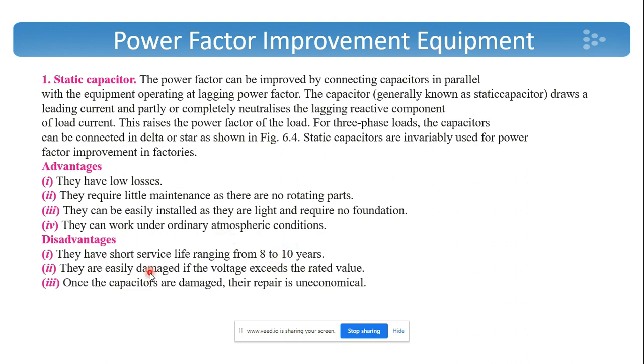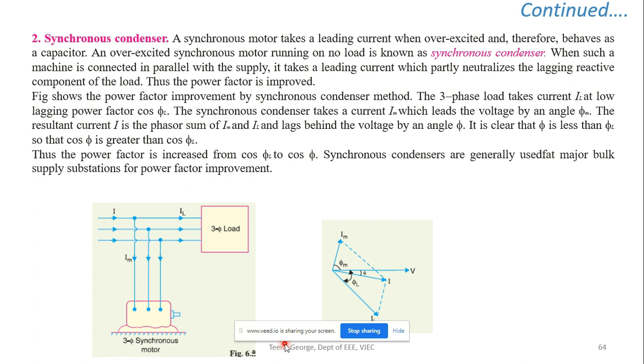Main disadvantages are they have short service life, only 8 to 10 years. They are easily damaged if the voltage exceeds the rated value. Once the capacitors are damaged, their repair is uneconomical.